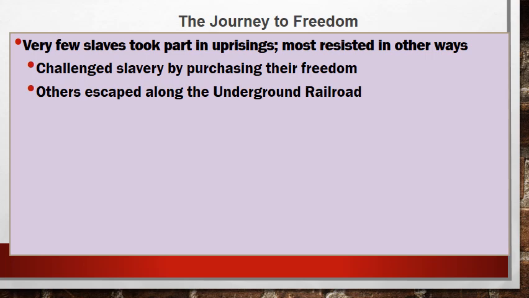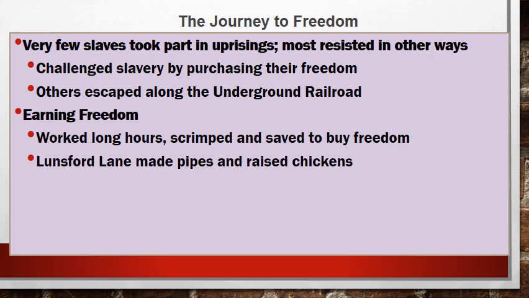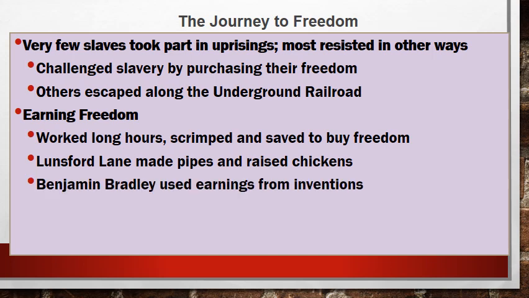Another thing that could be done would be to purchase your freedom or to escape and run away. Some slaves really worked hard to purchase their freedom, particularly if they were allowed to have their own side jobs going on, like growing vegetables. Lunsford Lane, for example, raised chickens and made pipes and eventually purchased himself. Benjamin Bradley invented things, sold them, and then bought his freedom.